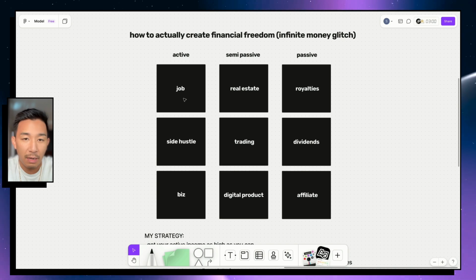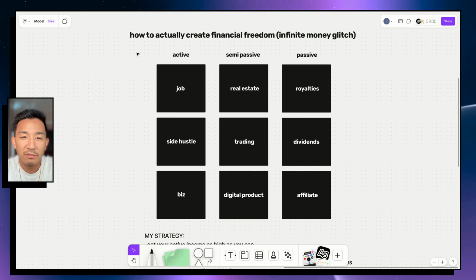So we have a job, obviously, a 9-to-5 job. You have side hustles. So this could be part-time jobs, or it could be an online side hustle, or maybe you're freelancing on the side. Anything that you're doing part-time in addition to a job, or a business, right? Where in a business, you're obviously working in the business, you're putting in hours to generate an income.